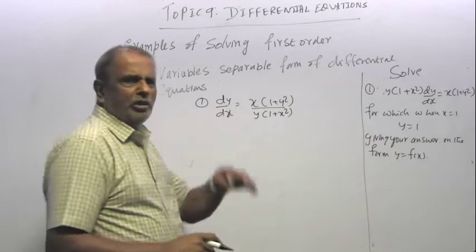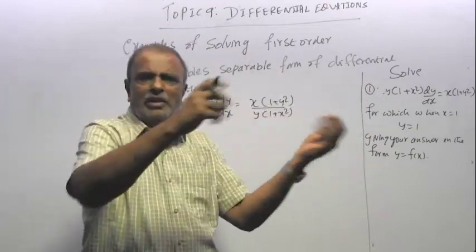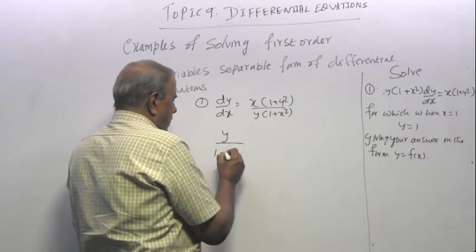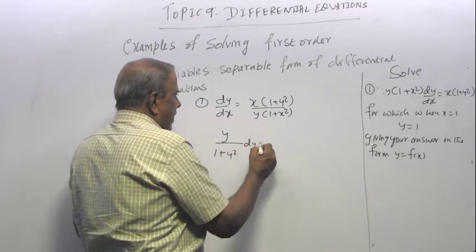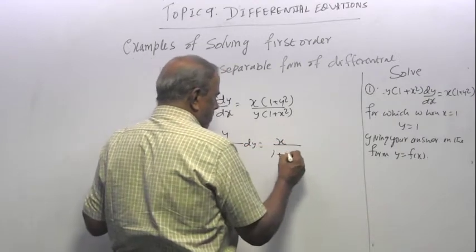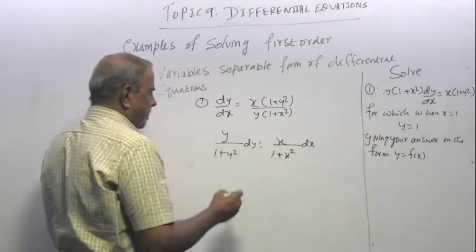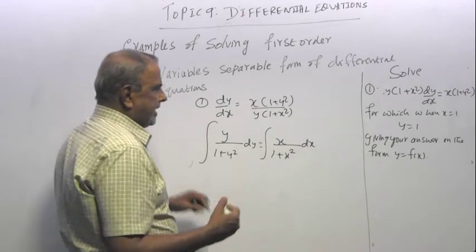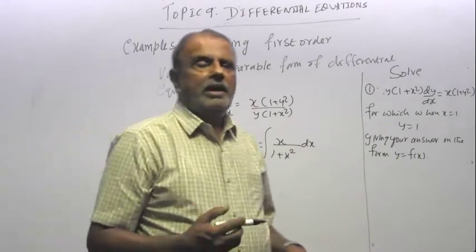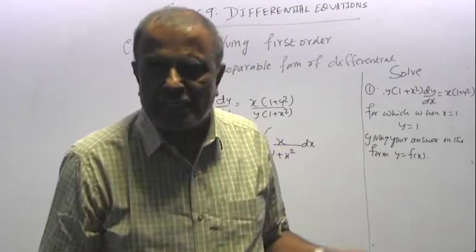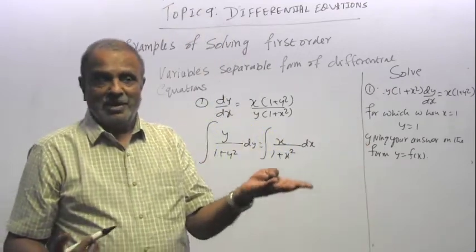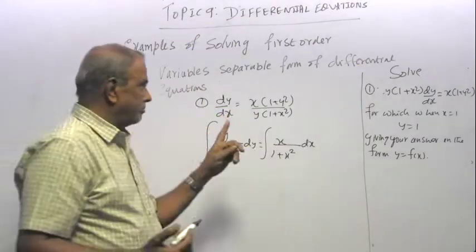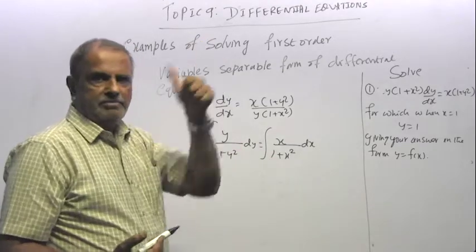Why do we do this? So that you can bring the y's one side, x's one side. Multiply through by dx. So y over 1 plus y squared dy is equal to x over 1 plus x squared dx. I can integrate both sides. How do you integrate? It's an algebraic expression, a rational expression, a fraction. What's the first rule for a fraction? Power on the top should be less than power on the bottom. Done.